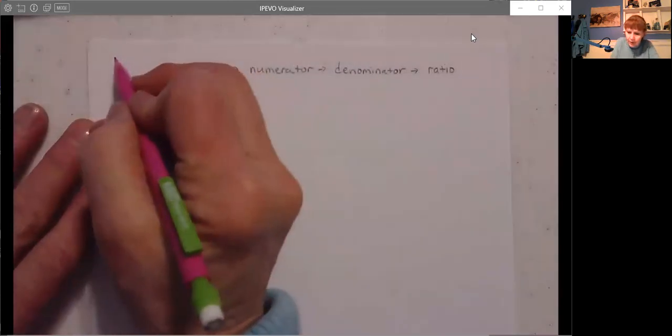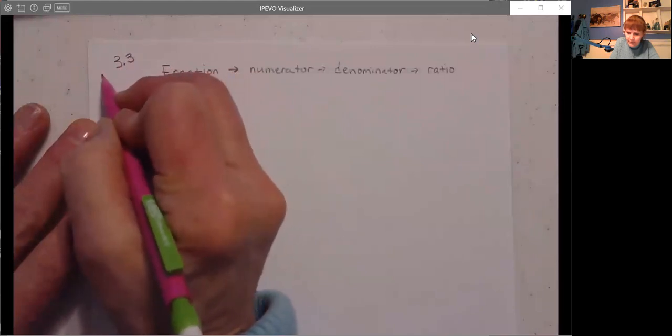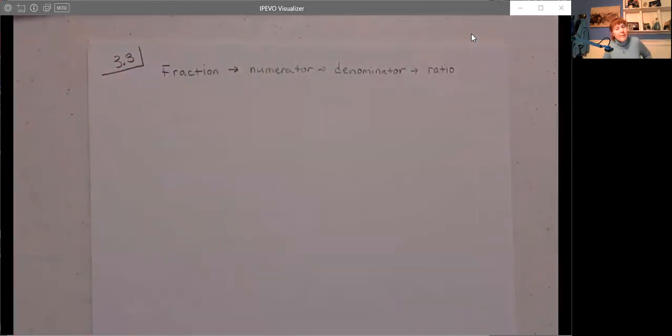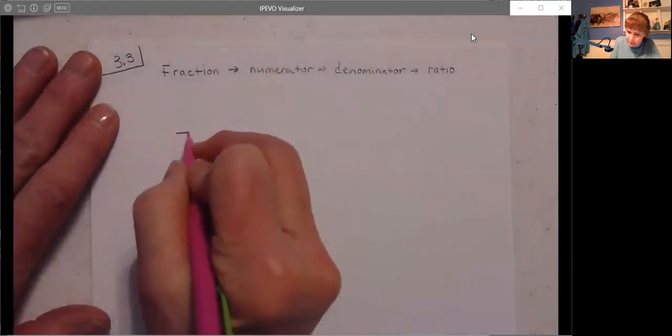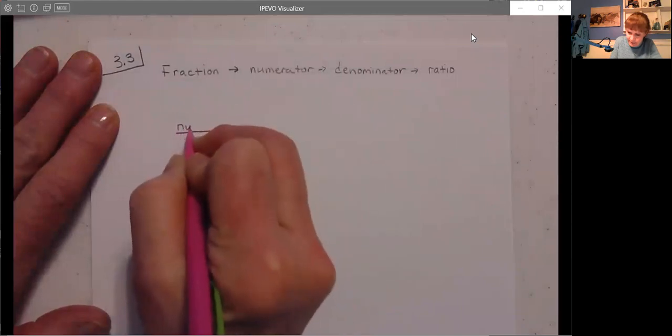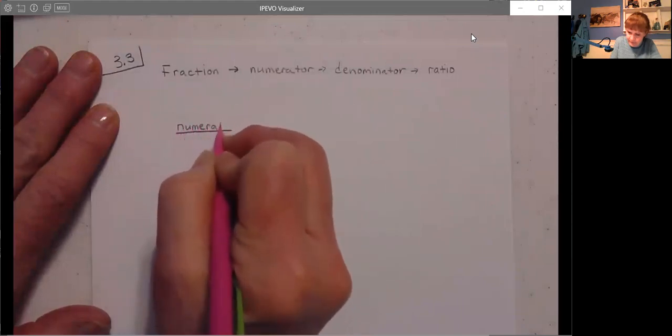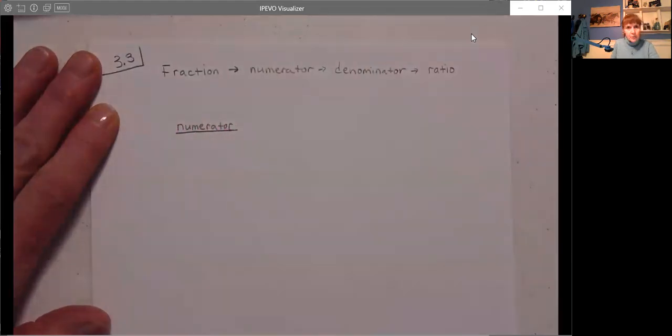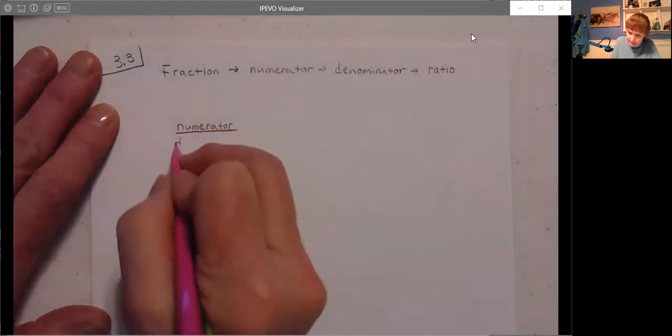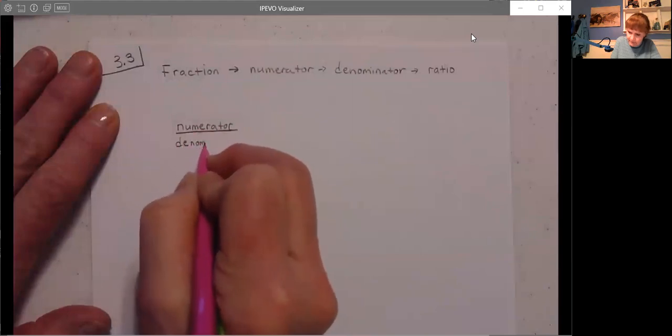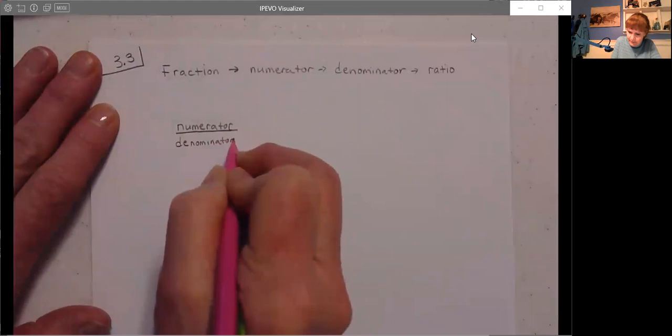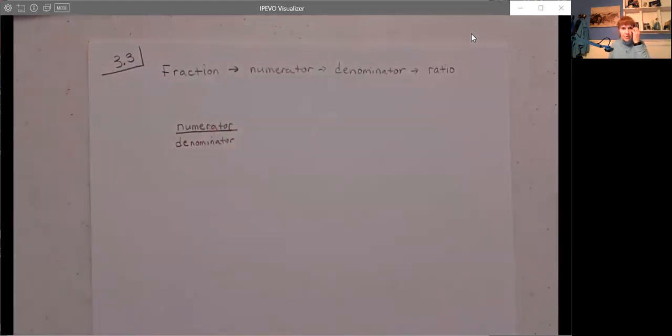In section 3.3, we're going to talk about fractions, numerator, denominator, and ratios. All right, a fraction is composed of a numerator. The numerator is here on the top. Just remember the numerator on the top, and the denominator is on the bottom. I don't know, denominator down. I'm not sure how you can remember that, but you've got your numerator over the denominator.